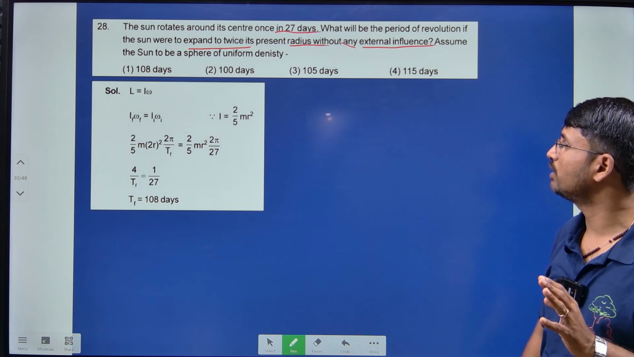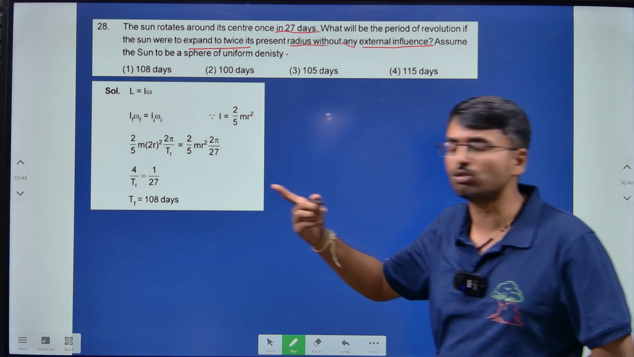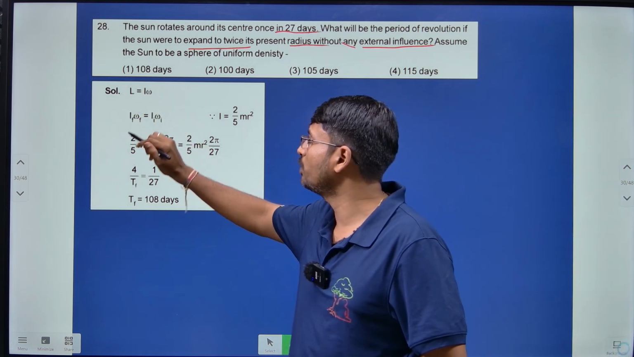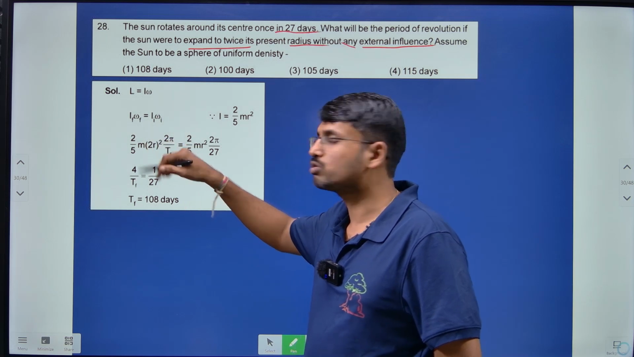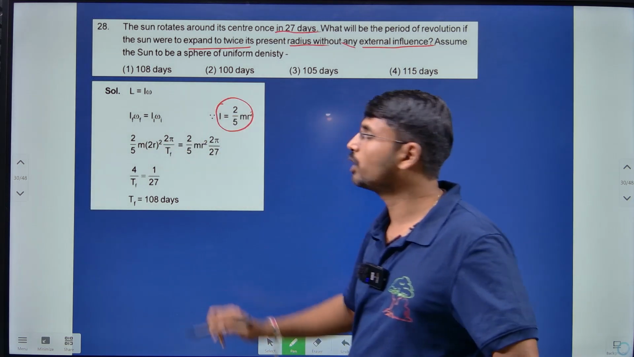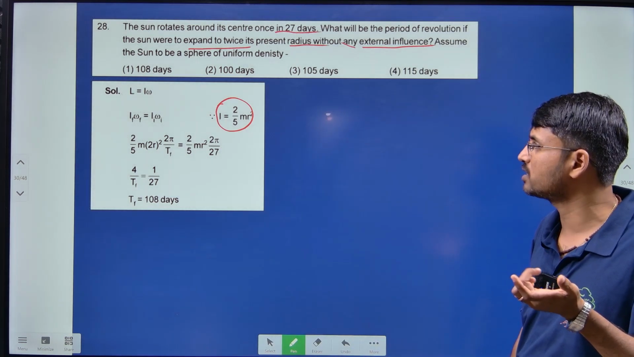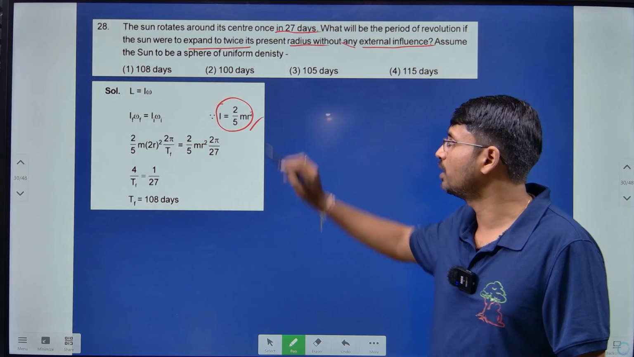We also consider that angular momentum is conserved, and by using that conservation law we can simplify. If angular momentum is conserved, what we know is L equals I omega. Therefore I1 omega 1 equals I2 omega 2. And what is the I here? Because the sun is a nearly spherical structure, we can take it as 2 by 5 m r square.